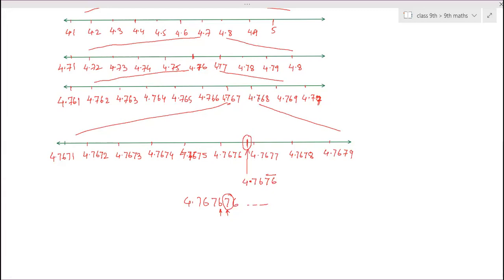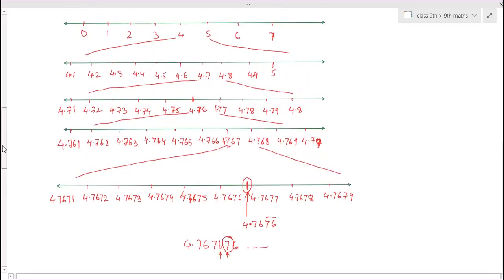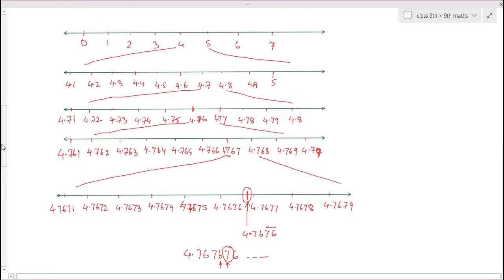Is it clear? Yes, ma'am. Till 4 decimal places you have to show on the number line, and after that somewhere in between those two numbers we have to mark the required number.